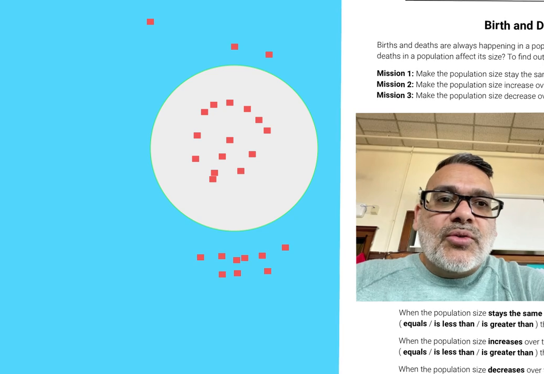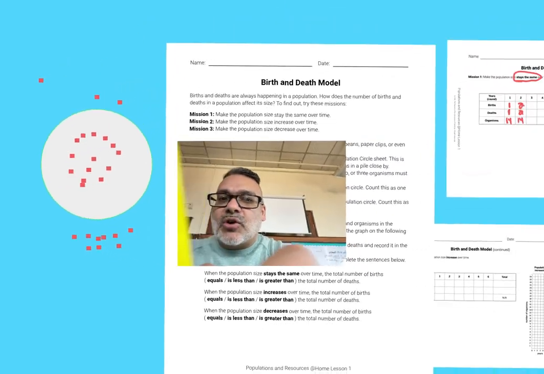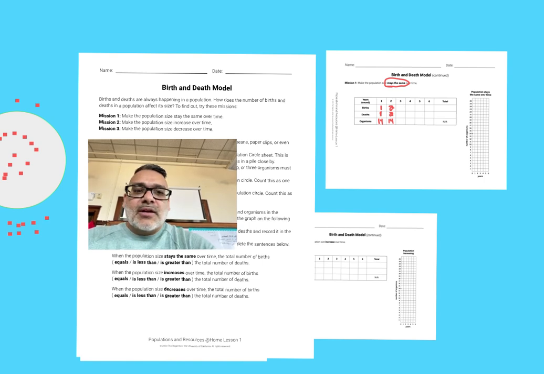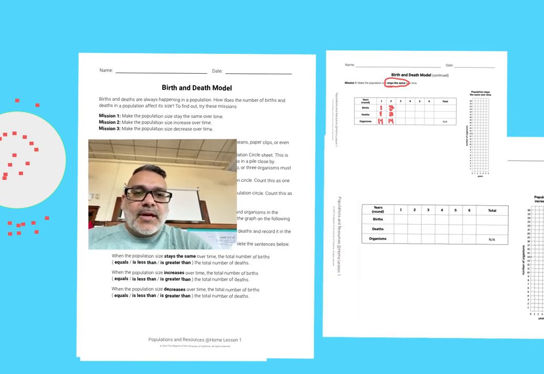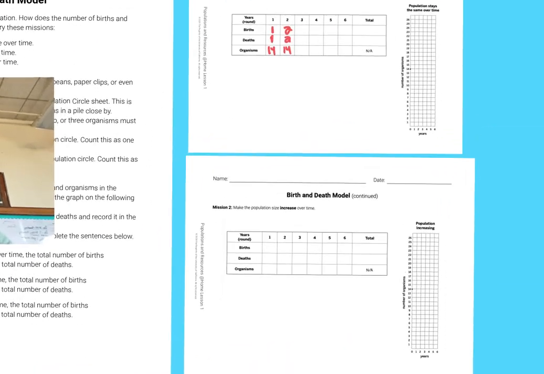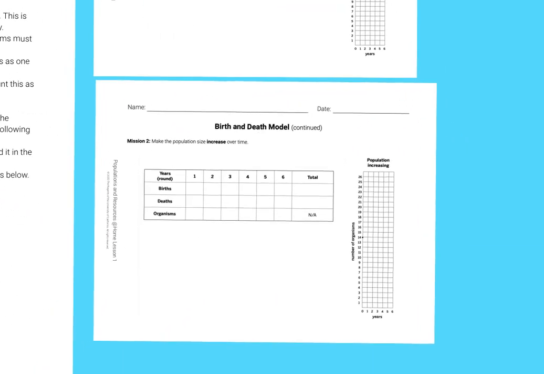Mission number 2, I want to make the population size increase over time. So I'm going to go to my mission 2 document here. You're going to see it looks like population increase. I want the population size to increase. So what can I do to make it increase? One example I could do is maybe 2 births and 1 death. And now instead of 14, I will have 15.